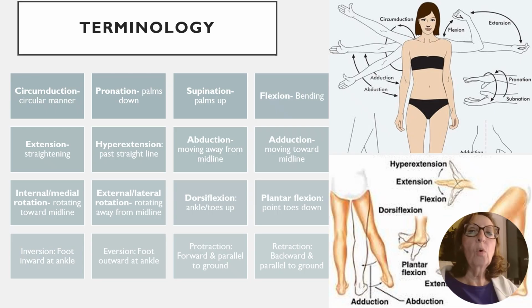Protraction is a forward and parallel movement to the ground. You're going to see this primarily in the lower jaw. With retraction, it's backward and parallel to the ground. So again, that's going to be a jaw movement.